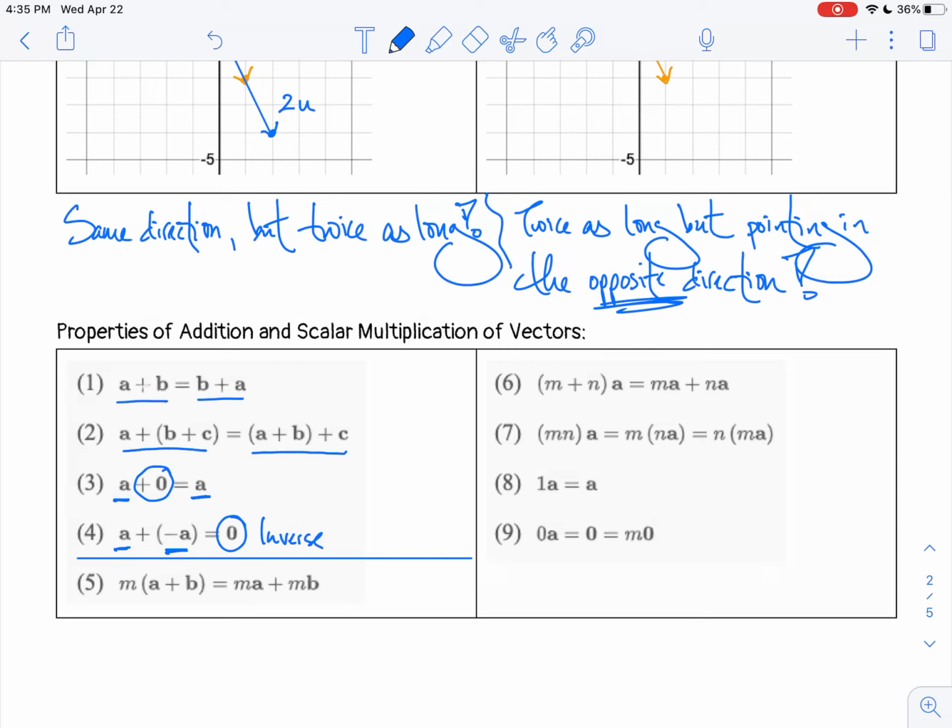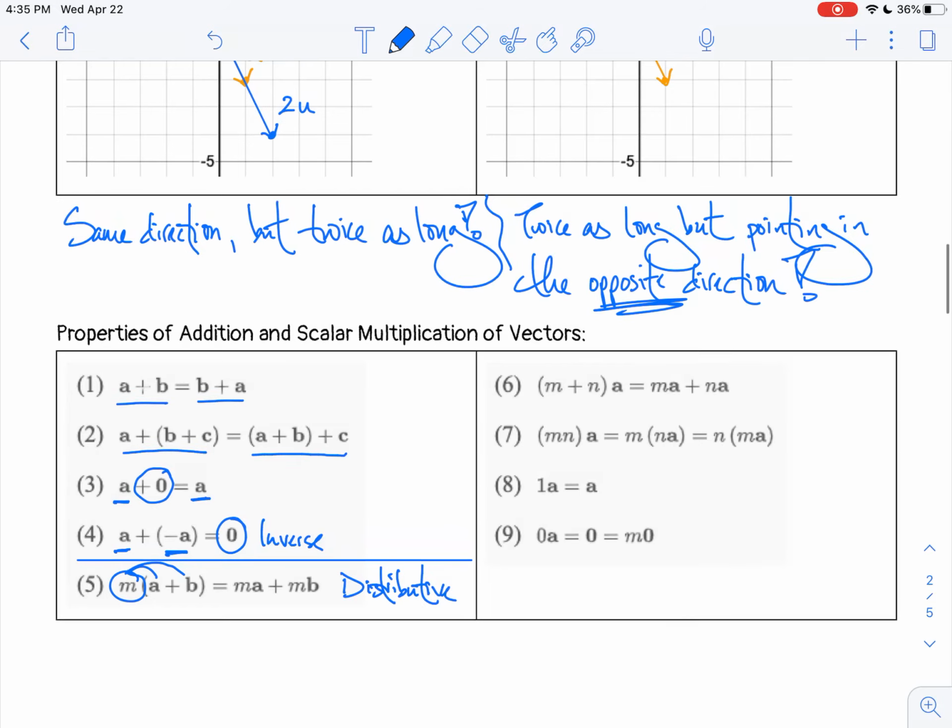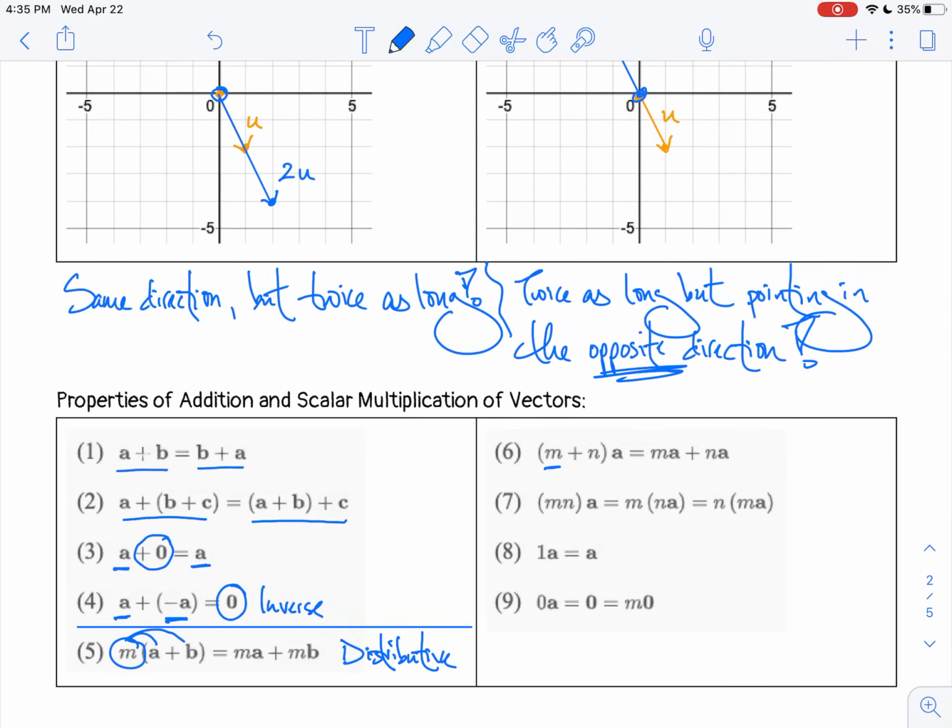Now, for multiplication, you can distribute the scalar m to 1 and 2 vectors. So the distributive property works just as well with our scalar multiplication. Similarly, if you have 2 scalar quantities, you can distribute them to your 1 vector. And like the order didn't matter for addition, the order doesn't matter for multiplication either.